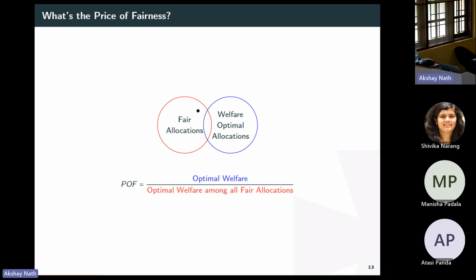Okay, so this price of fairness, by which I mean how much welfare is lost when you insist on achieving that particular fairness notion, is given by this ratio where we take the welfare optimal allocation, take that optimal welfare and divide it by the best welfare you can achieve among the set of fair allocations. And we take the supremum of that across all instances. So that is the ratio that will be the focus of this talk.